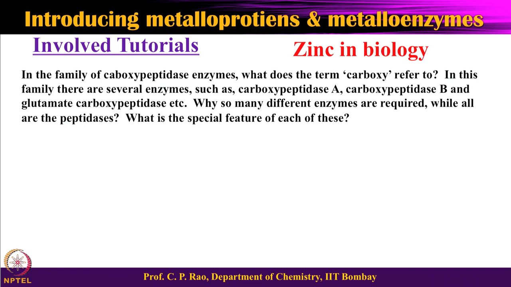So, why are so many different enzymes required? Yes, no doubt, all of these are peptidases, but the enzyme has to recognize that particular peptide bond. So, different kinds of peptidases will recognize different types of peptide bonds. What do you mean by type of peptide bond? All peptide bonds are the same, but the C alpha on the left side and the C alpha on the right side have different R groups or the same R group. So, that R group is the one which differentiates.